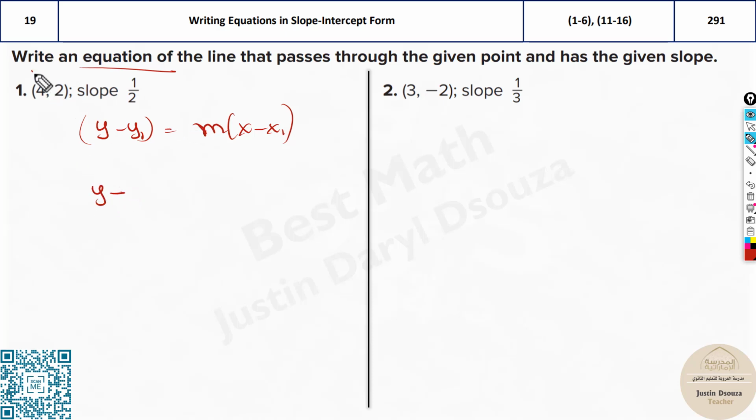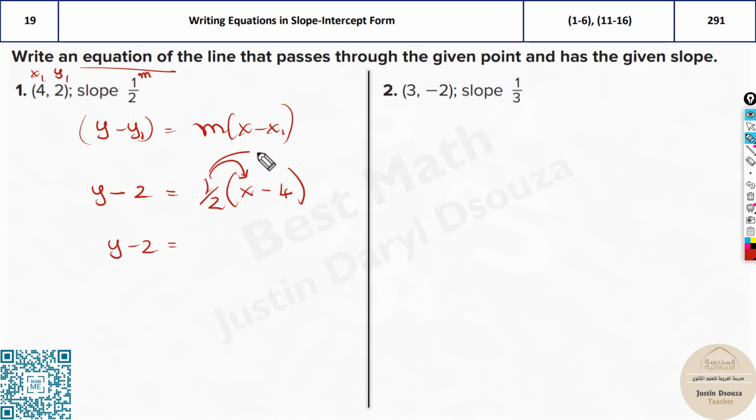Now what is it? Y minus, this is x, y, this is m. So I'll consider this as x1, y1. Let me substitute. Now here this y value, you should not touch it. Only the y1 is substituted by the 2 value. M is half times x minus 4. Now you just simplify this. How do we simplify? Y minus 2, let it be here.